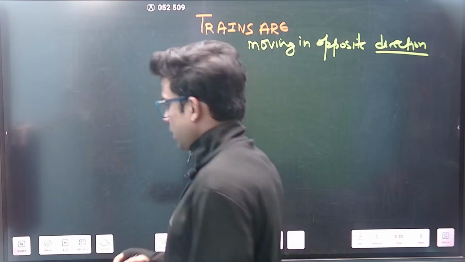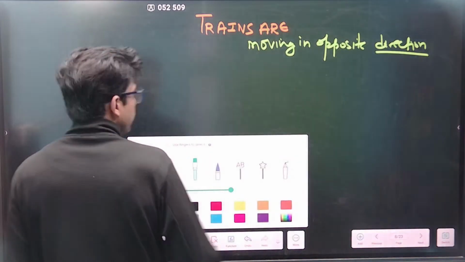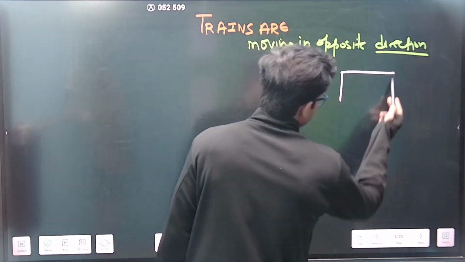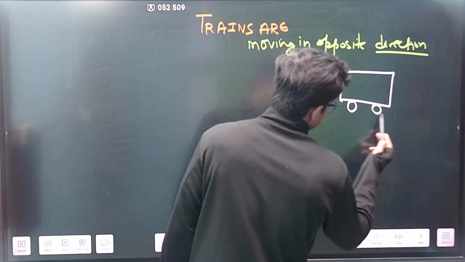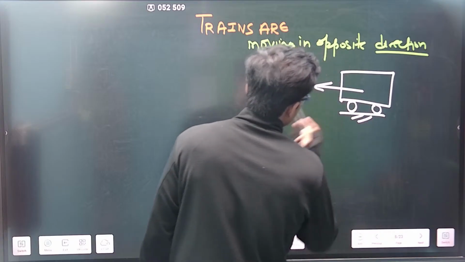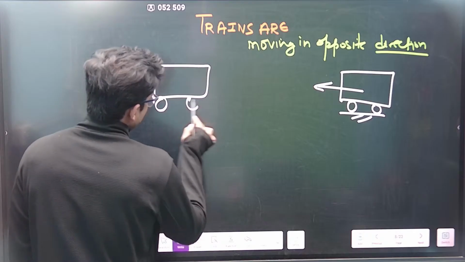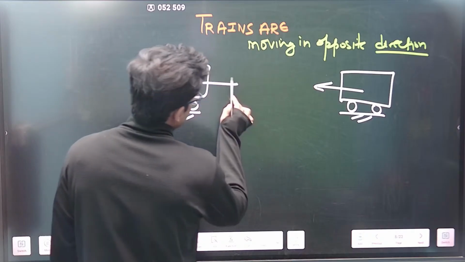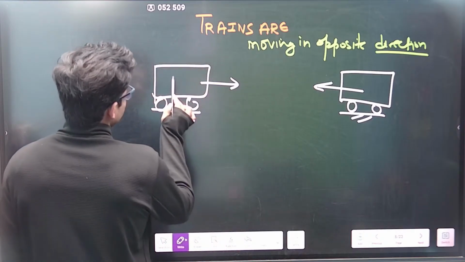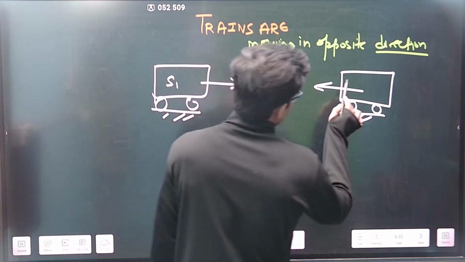Okay. Now, suppose there would be one train at this position, moving in this direction. There would be another train moving in this direction. Correct. Let's say this is a speed of S1. This is a speed of S2.